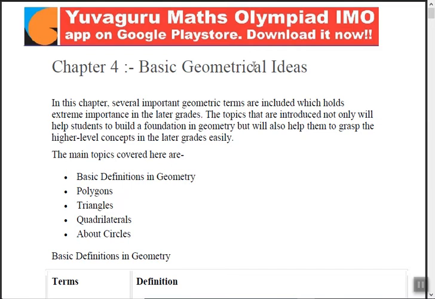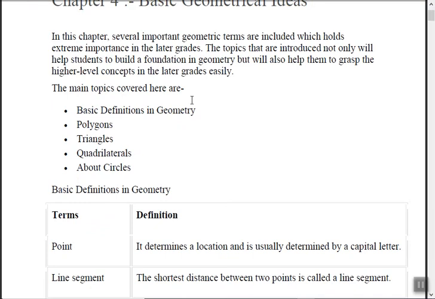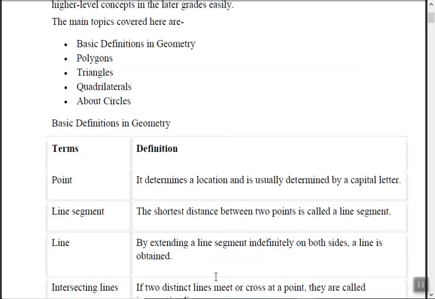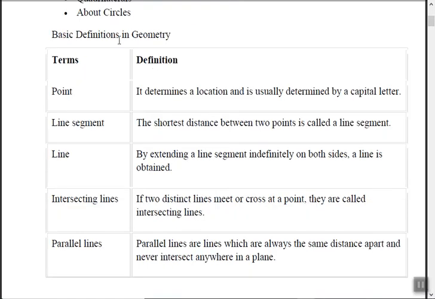Basic geometrical ideas. Okay, now this is a huge chapter. It says what we are covering in this: the basic ideas, meaning what all is given in geometry. This will be useful for you throughout your life, in various exams, everywhere you go in your life. So what are the main topics covered here? Basic definitions, polygons, triangles, quadrilaterals and circles. Some of them we have already covered in earlier chapters. So let's focus on definitions.